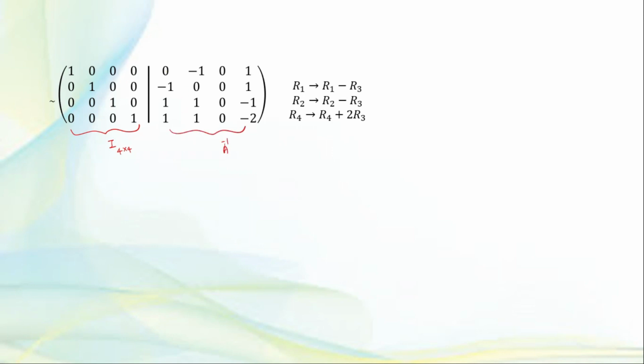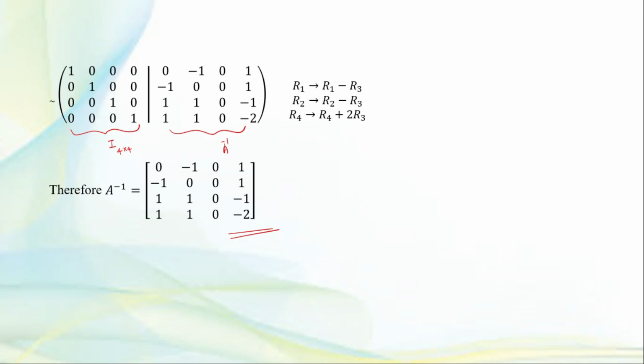Therefore the inverse of matrix A is 0 minus 1 0 1, minus 1 0 0 1, 1 1 0 minus 1, 1 1 0 minus 2. So this is the procedure to calculate the inverse of the matrix using row transformations.